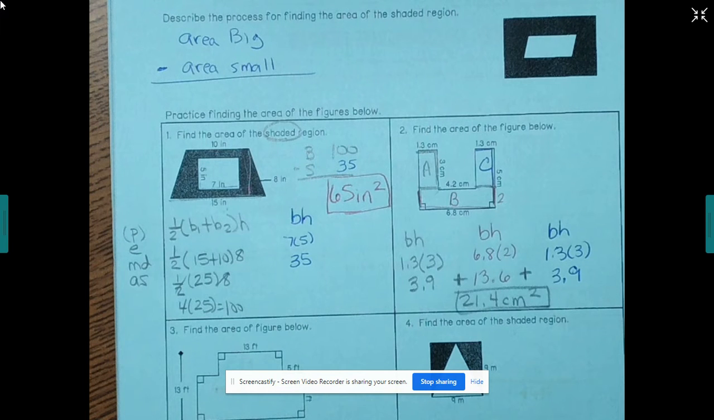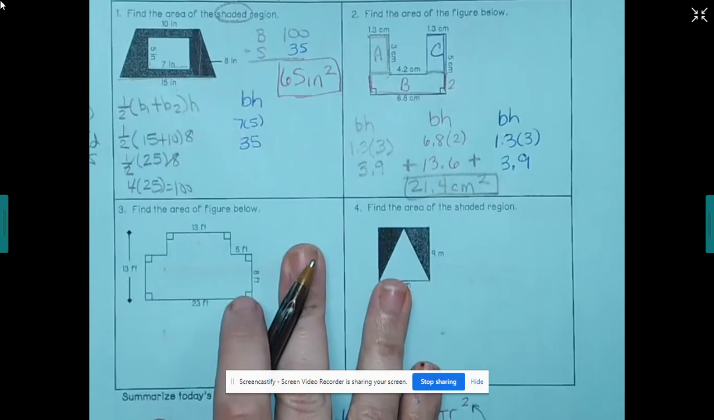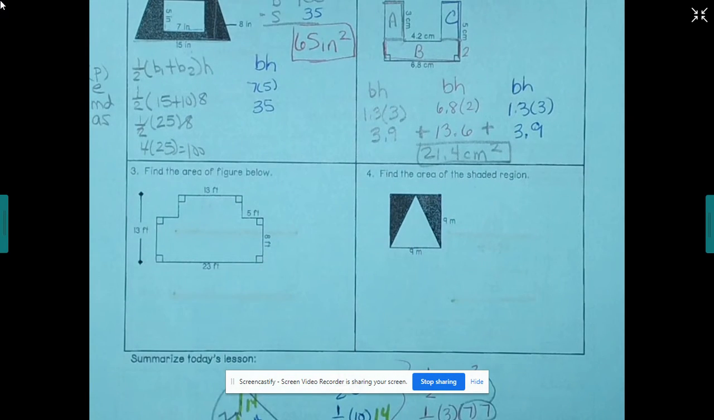If you're still struggling with the basic shapes, go to iExcel. You can practice whatever shape it is that you're struggling with. If you're struggling, it's probably circles or trapezoids. If you're not struggling, fabulous.